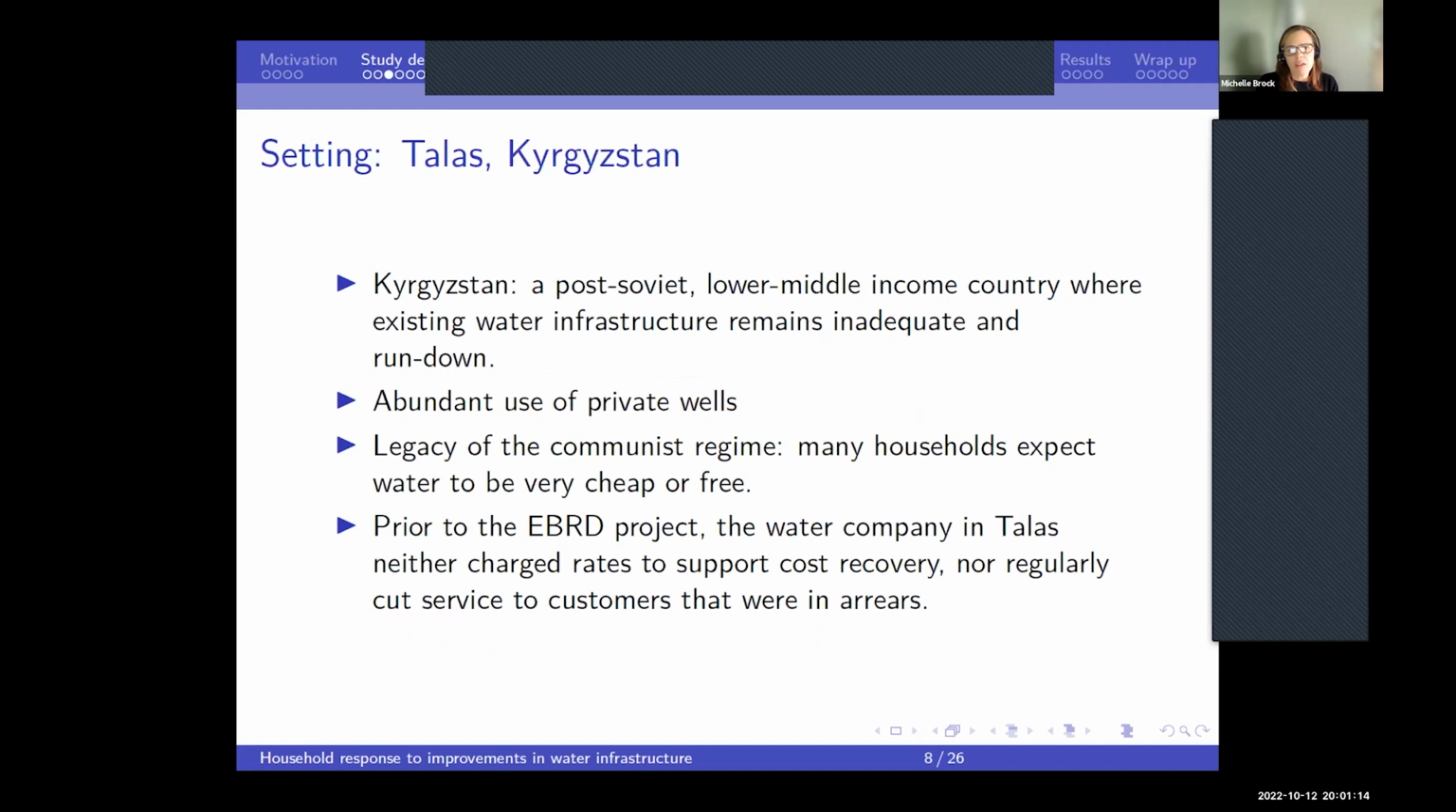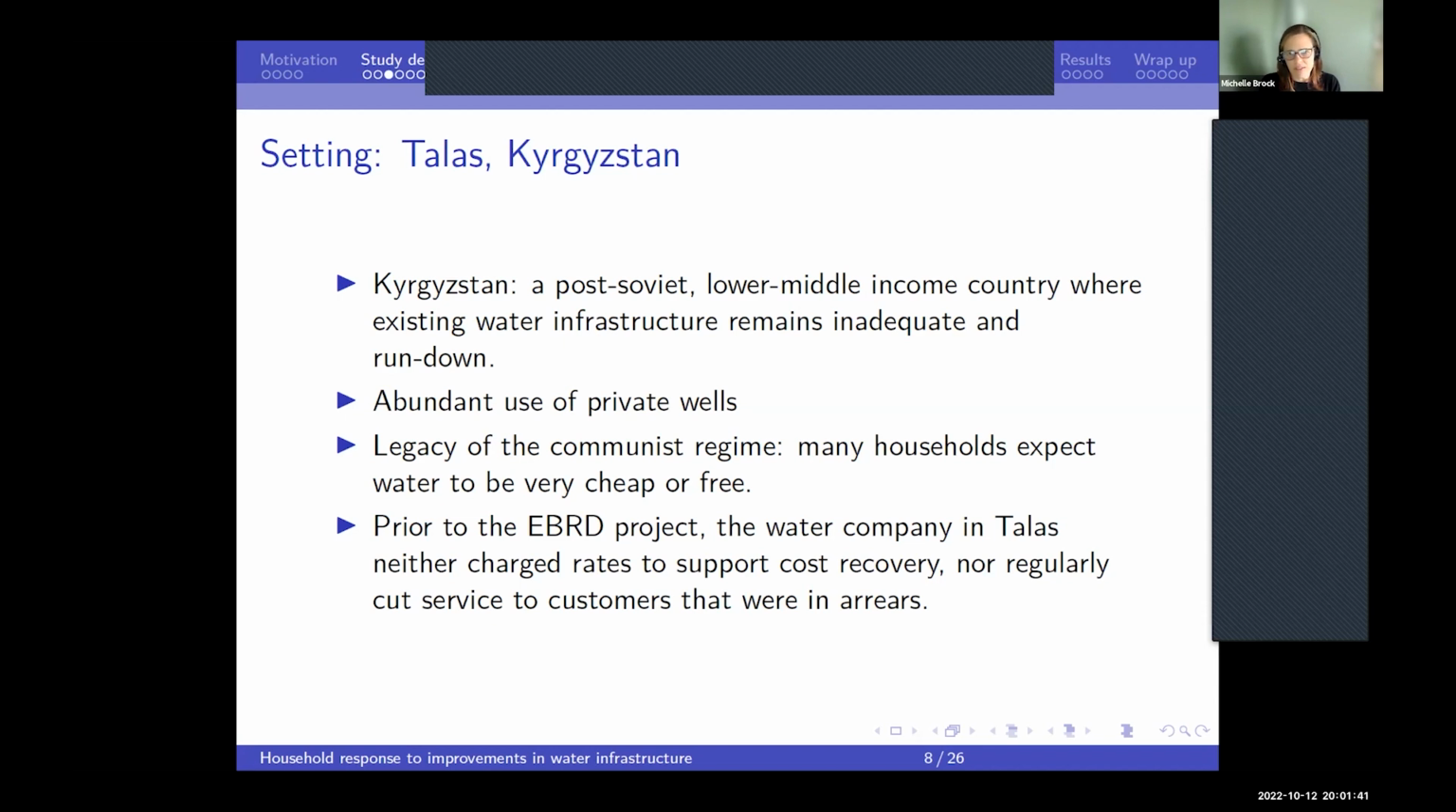I mentioned that the study site is Tillage. This is in northern Kyrgyzstan, and what's important for this audience is that Tillage has abundant use of private wells, as I mentioned, so there's a good outside option. And if you want to wean people off of private wells for water management reasons, what do you need to do?